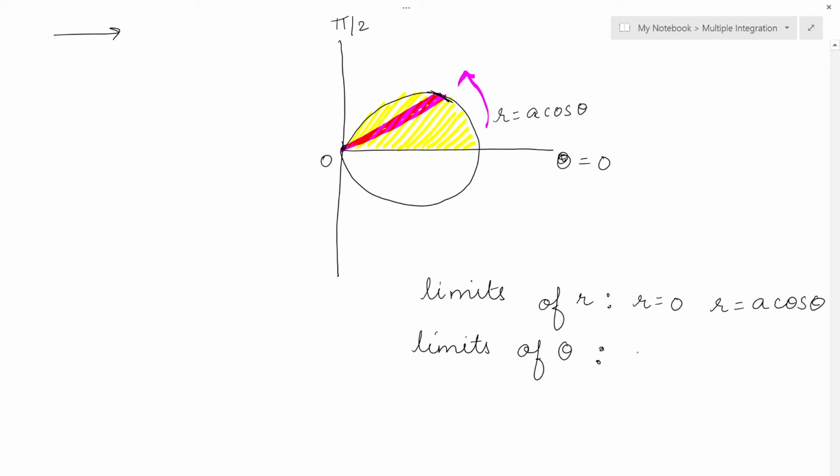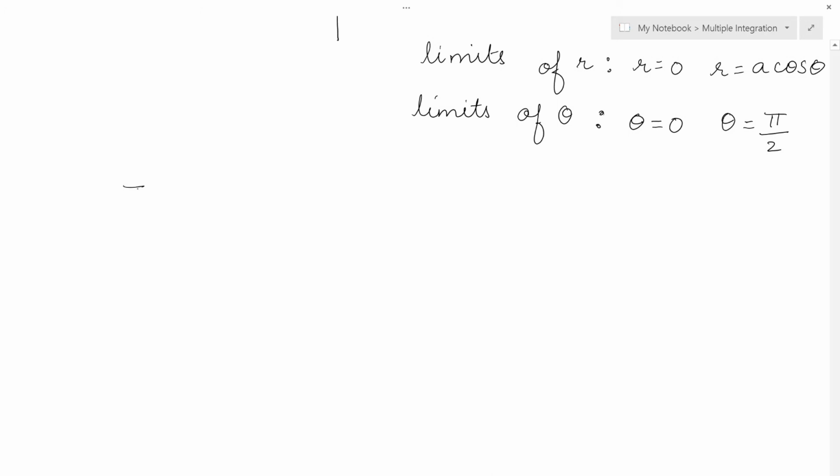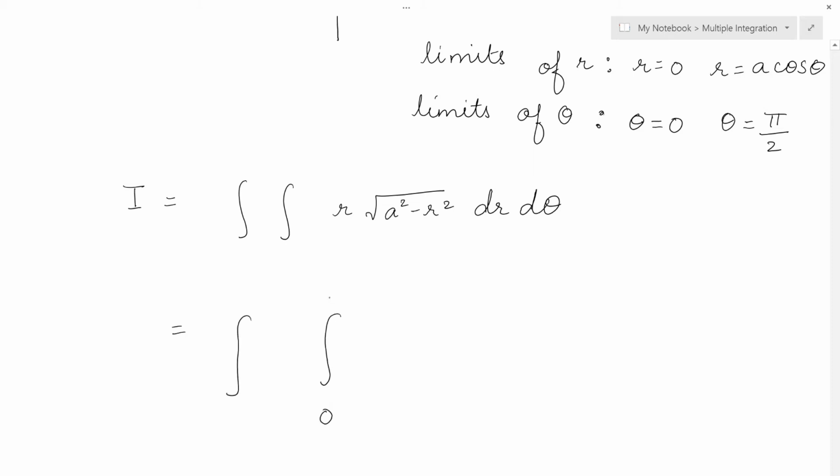Now we'll see the limits of theta. Theta is equal to 0 and it travels up till here, that is 90 degrees, so pi by 2. Okay, so my integration will now become the double integration of the given expression, dr d theta. Let us substitute the limits. You know that the inner limits are for r and the outer limits are of theta. We have seen that, right? And then we will substitute this.